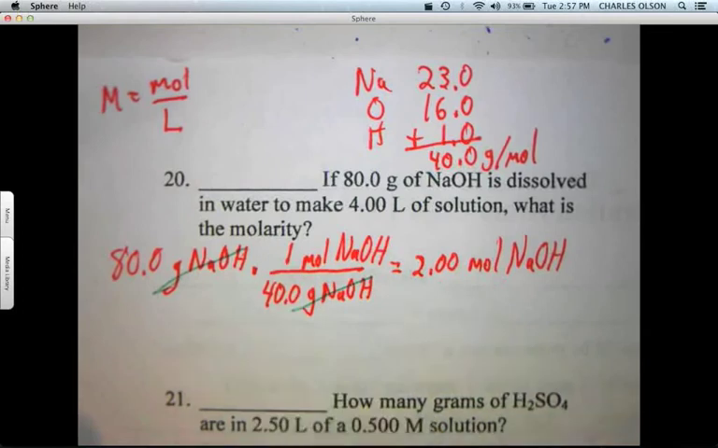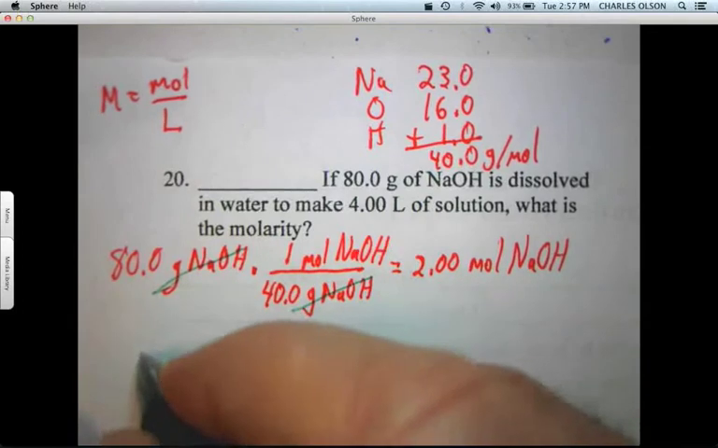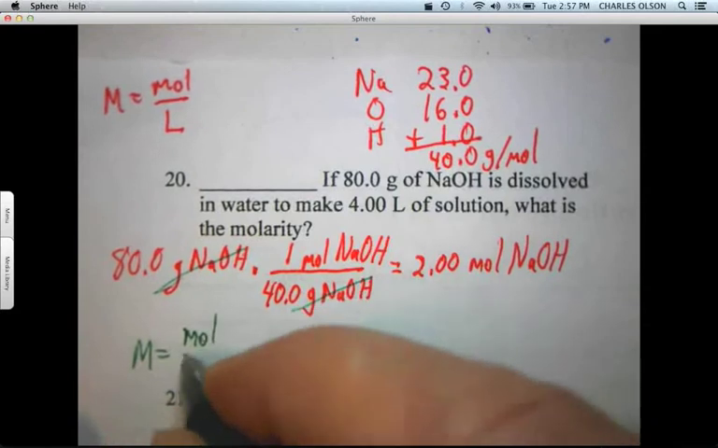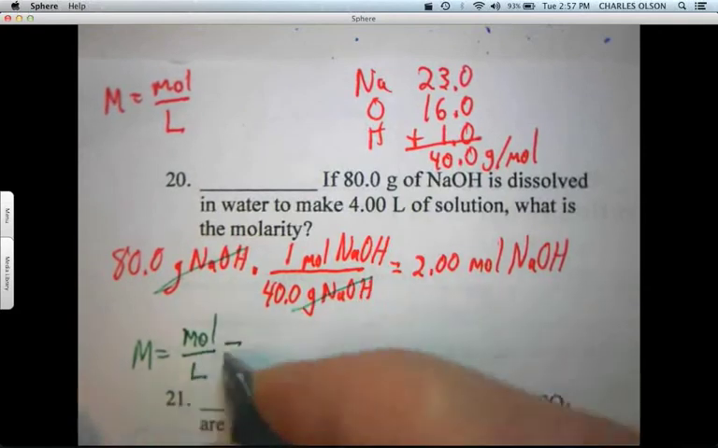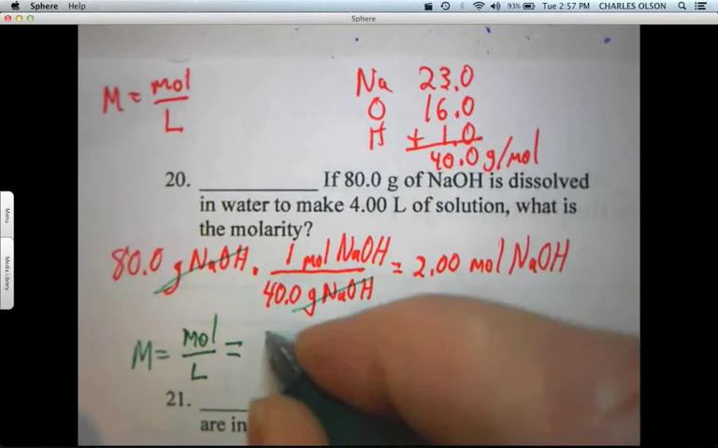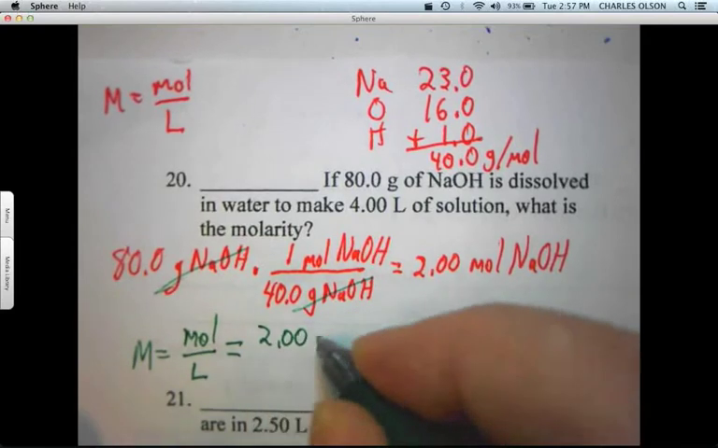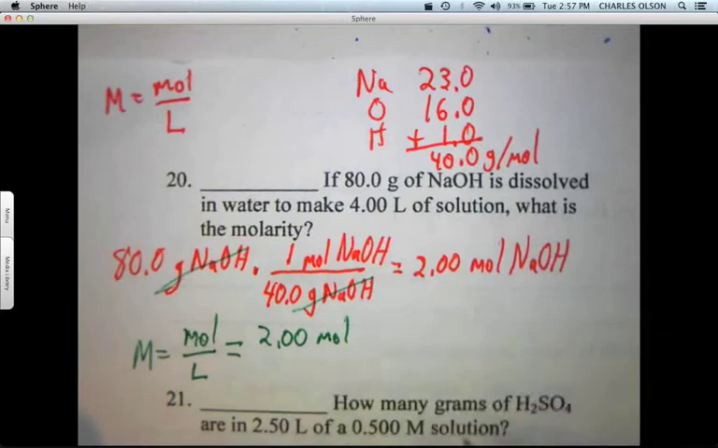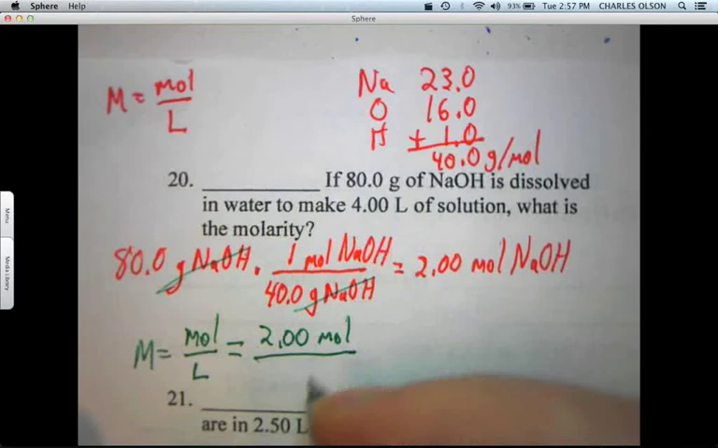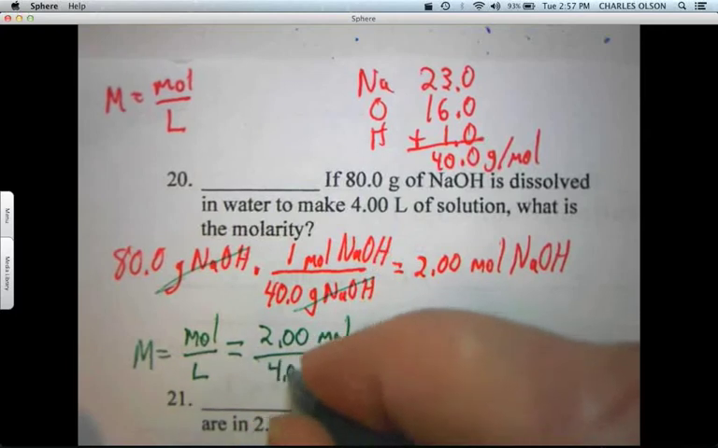Now we're not quite done because we figured out the moles, but we really want the molarity. So the equation for molarity equals moles over liters. Now we substitute. What is the moles? We have figured out we have 2.00 moles of NaOH divided by, what are the liters? Well, we have 4.00 liters.